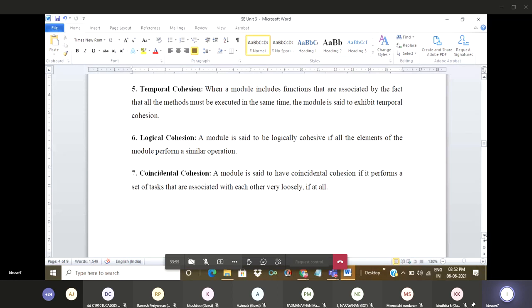Logical cohesion. A module is said to be logically cohesive if all the elements of the module perform a similar operation. Then the final one is coincidental cohesion. A module is said to have coincidental cohesion if it performs a set of tasks that are associated with each other very loosely, if at all.